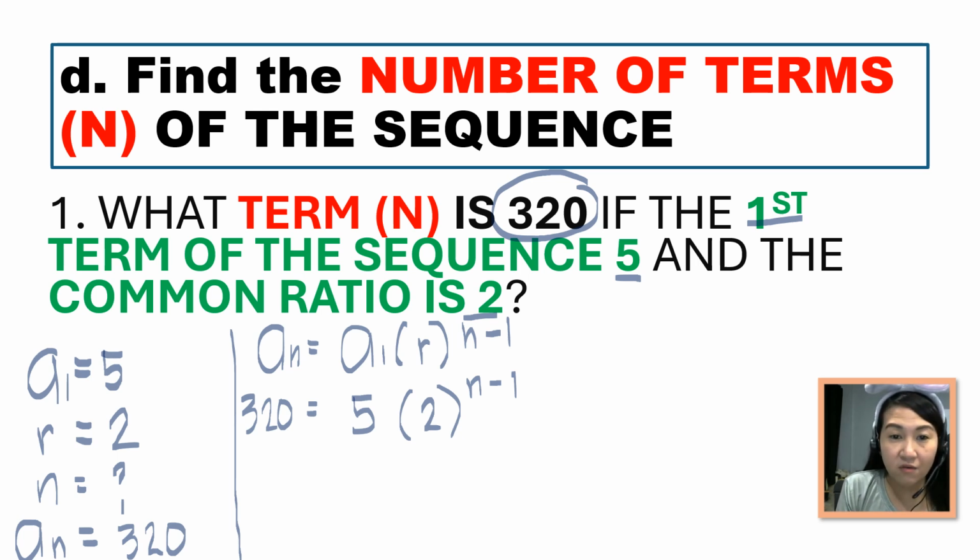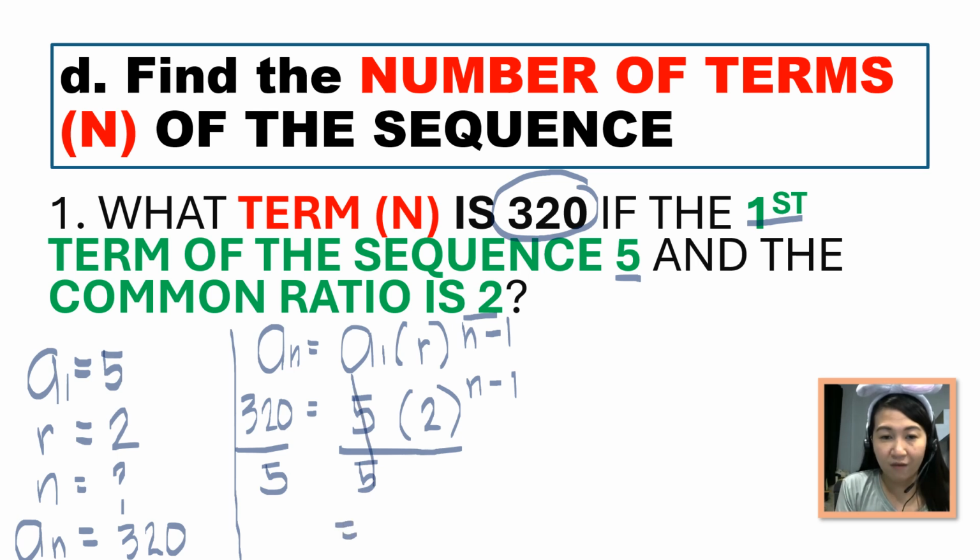Okay, since the value that we are solving is in the exponent, pwede nating i-cancel dito yung 5. Okay, so how are you going to cancel 5? You can divide both sides by 5. So divide both sides by 5. So cancel. So what we have here on the right side of the equation? So we only have 2 raised to n minus 1. And then 320 divided by 5.